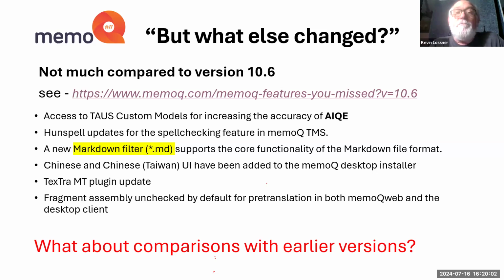In memoQ version 11, you now have access to Taus custom models to increase the accuracy of AIQE. Do you know what AIQE is? I assume it has something to do with artificial intelligence. And my guess is the QE part is probably quality estimation.